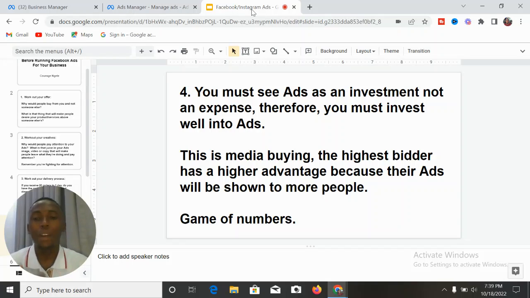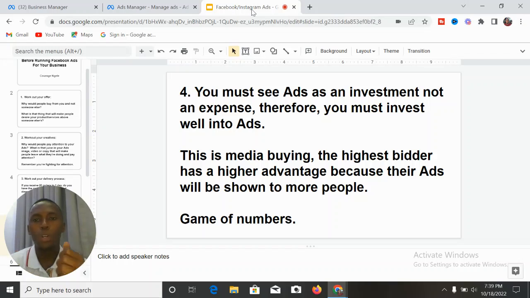So if you want to see better results, you must make sure that you have targeted the right audience, you have the right creative, the right offer. Then the next most important thing is to spend a good amount of money on adverts, so that when the right people are seeing your advert and they are taking action, you are getting a higher result. You're getting a higher return on your investment.